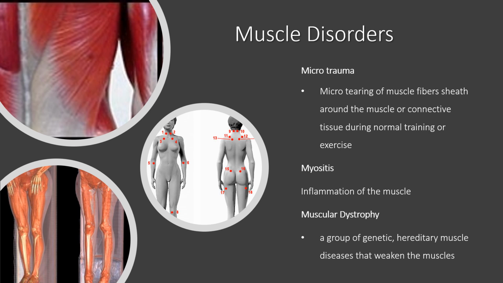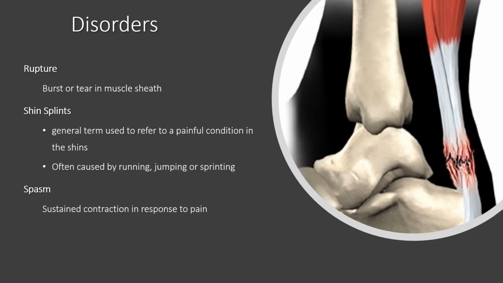Muscle dystrophy is not normal. This is a group of genetic hereditary muscle diseases that weaken the muscles. Myositis is inflammation of a muscle. A rupture is a burst or tear in the muscle sheath. This can happen anywhere. In this particular diagram, we've got an Achilles tendon rupture.